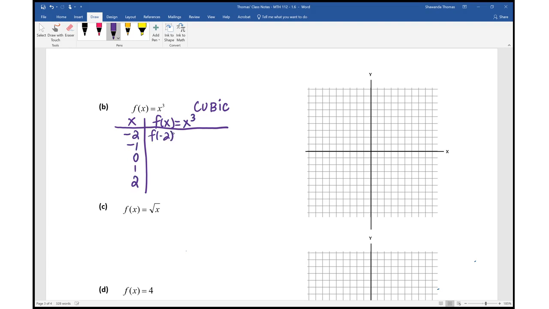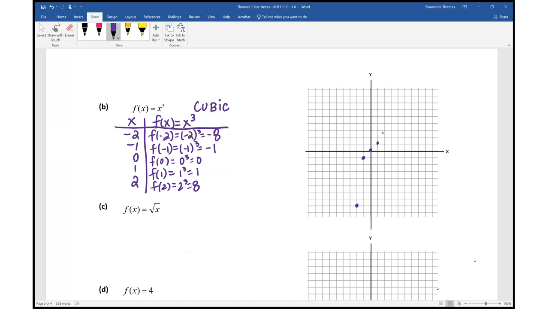F of -2 equals -2 cubed, which is -8. F of -1 is -1 cubed, which is -1. F of 0 equals 0 cubed, which is 0. F of 1 equals 1 cubed, which is 1. F of 2 equals 2 cubed, which is 8. Let's plot that. -2, 1, 2, 1, 2, 3, 4, 5, 6, 7, 8. So we went down to -8, -1, -1, 0, 0, 1, 1.